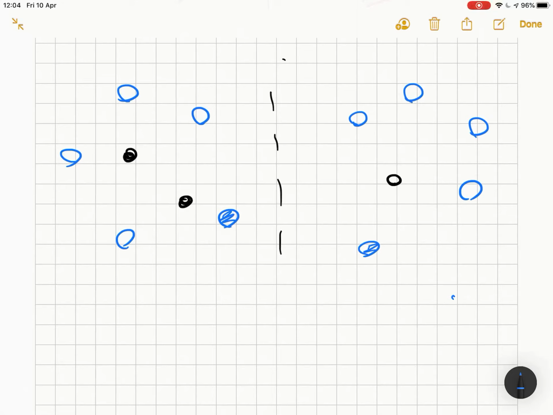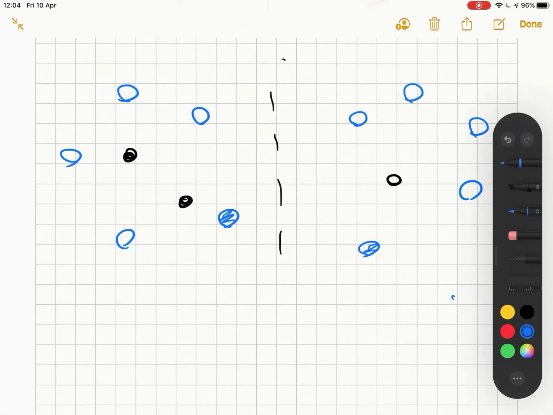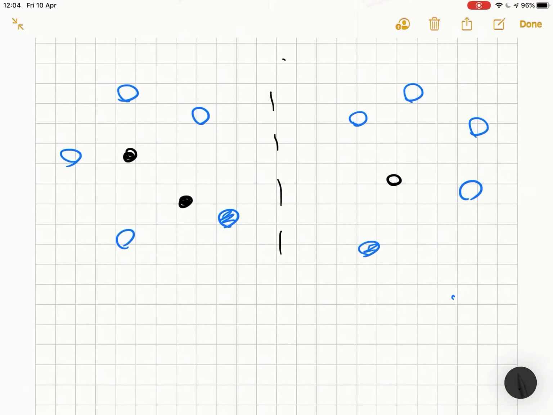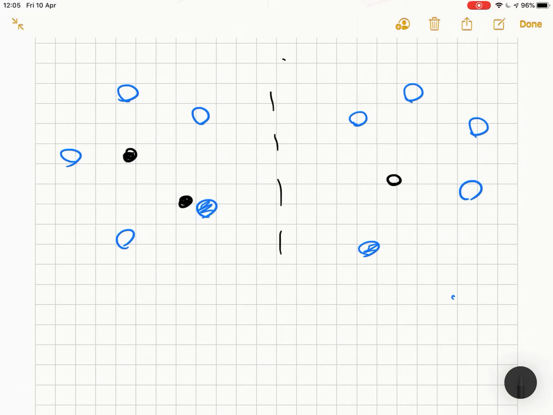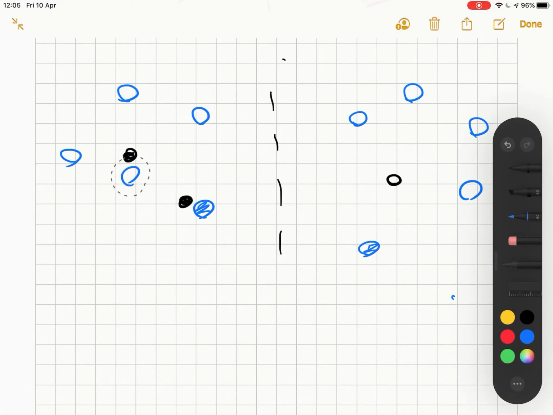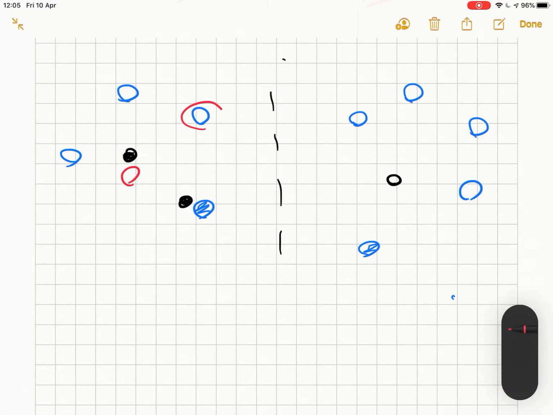So if I look on the left-hand side here, here are the water molecules that I've colored in blue, and the black circles there represent the solute, like sugar or salt, something like that. Now what happens is, because we have solute molecules, these solute molecules cause water molecules to stick to them, and now they are no longer free to move. And as a result, we have less available water that can move across.